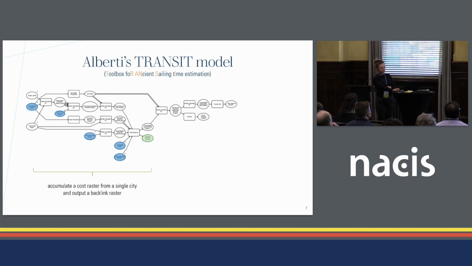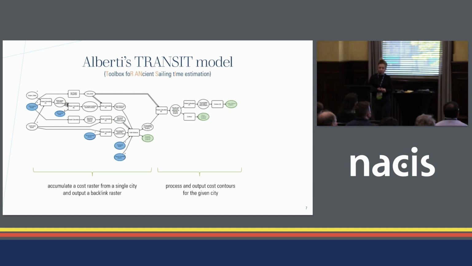So the first part of the transit model accumulates that cost raster I touched on earlier from a single city and outputs a backlink layer. This then feeds into the second part of his model, which processes and outputs contours for the given city.